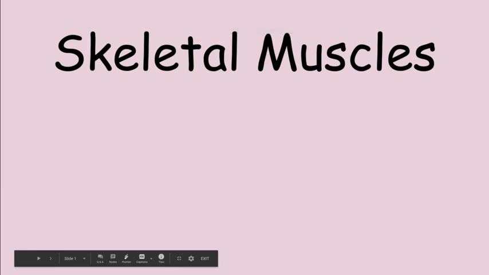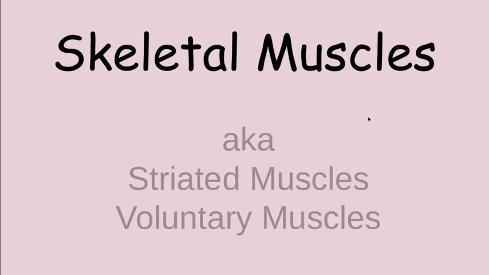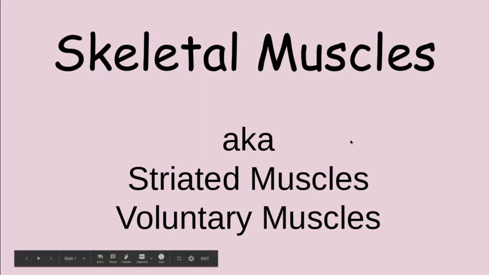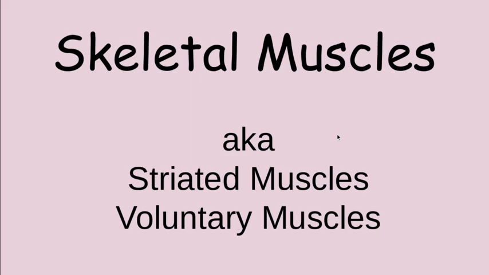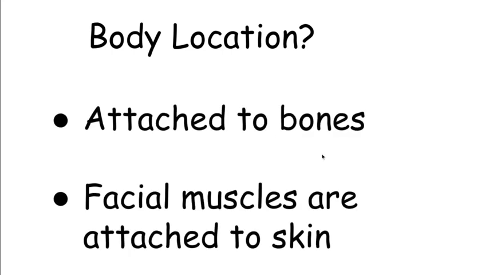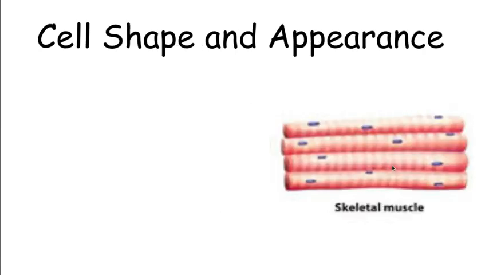Okay, Alyssa, here's my attempt at skeletal muscles. Skeletal muscles are also known as striated muscles and voluntary muscles. Striated because of the stripes in the muscles, and voluntary muscles because you make your body do that. It's a voluntary motion. So, where in your body are the skeletal muscles? They're either attached to your bones or, for facial muscles, attached to your skin.